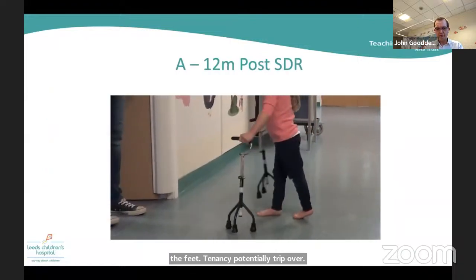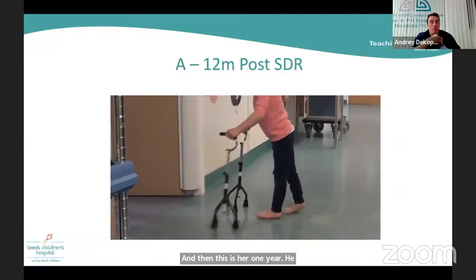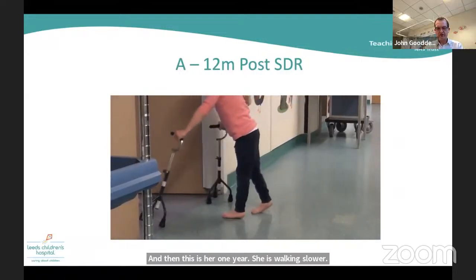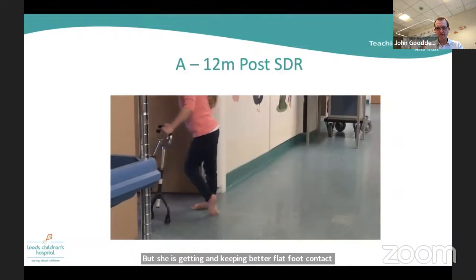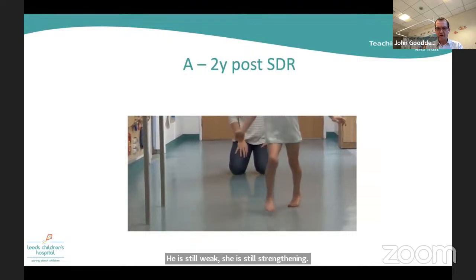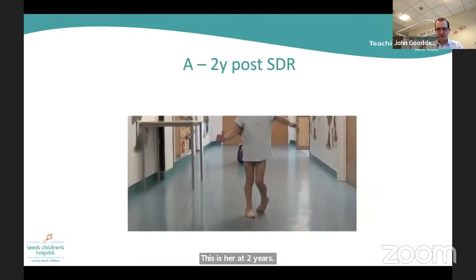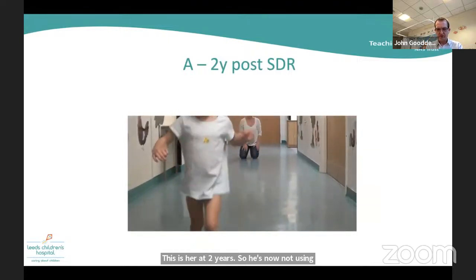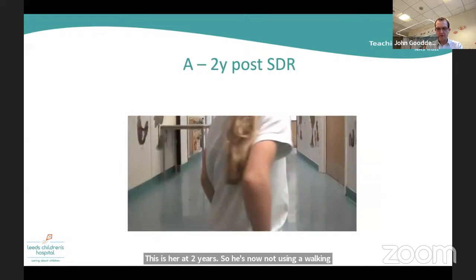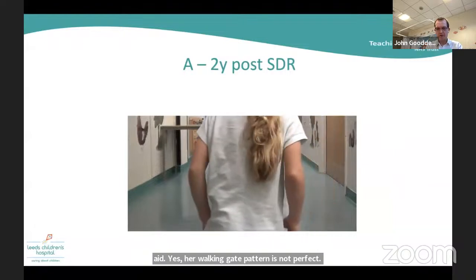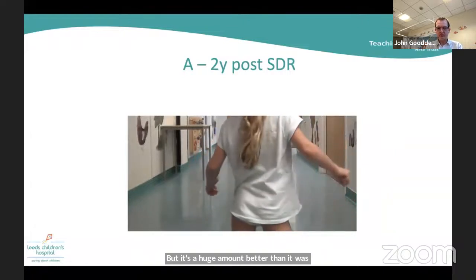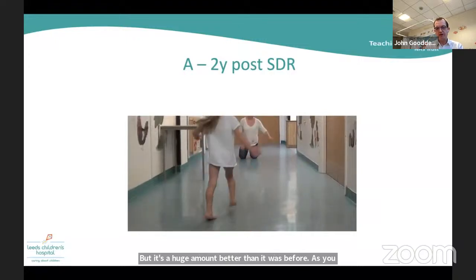She is walking slower, but she is getting and keeping better flat foot contact. She is still weak, she is still strengthening. This is her at 2 years. So she's now not using a walking aid. Yes, her walking gait pattern is not perfect, but it's a huge amount better than it was before, as you can see. And she's walking without an aid.